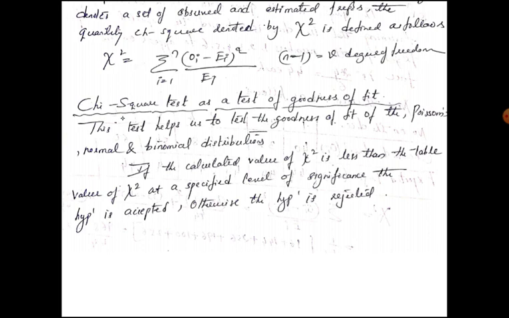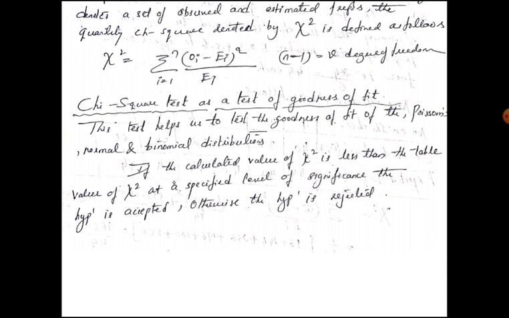Now, chi-square test as a test of goodness of fit. So this chi-square test helps us to test the goodness of fit for various distributions, to test whether the Poisson, binomial or normal distributions fit or not. So for that, the chi-square test is going to be used.